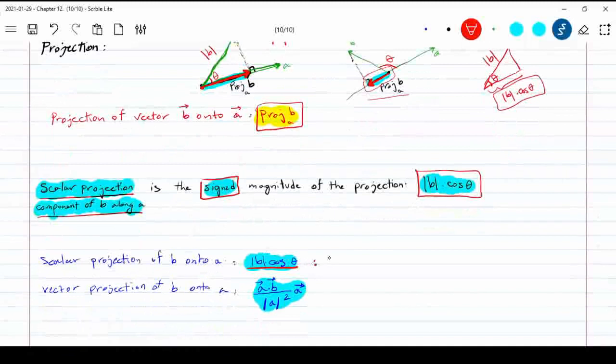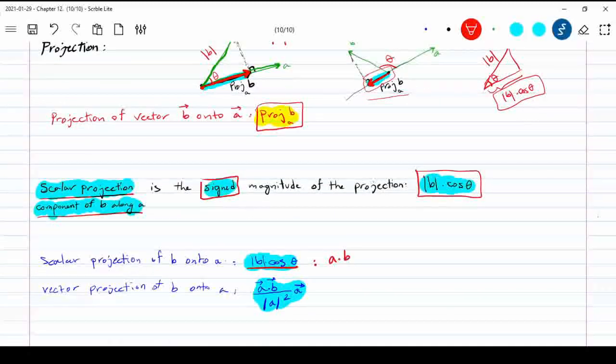Another way to write it is by doing A dot B. What you get is magnitude B cosine theta, but we don't need the magnitude of A, so we divide it by the magnitude of A. These two are exactly the same thing. These two are equivalent to each other. They are equal. They both give you a signed magnitude value.